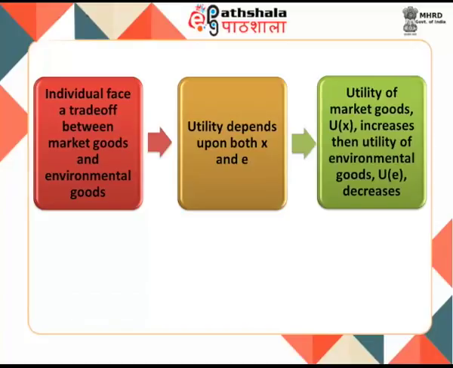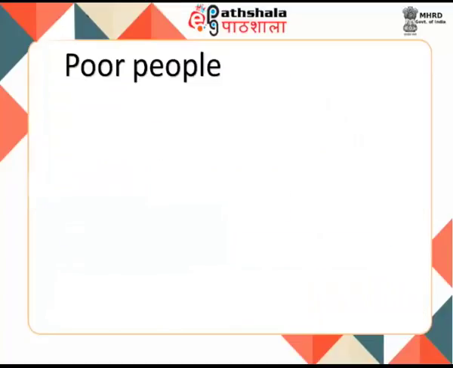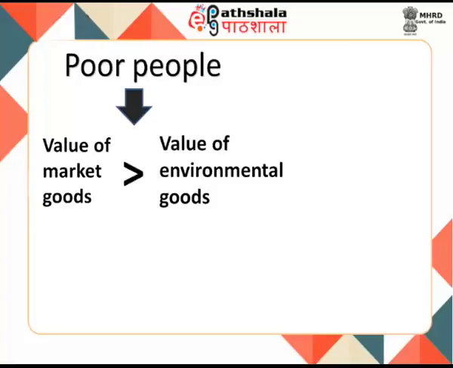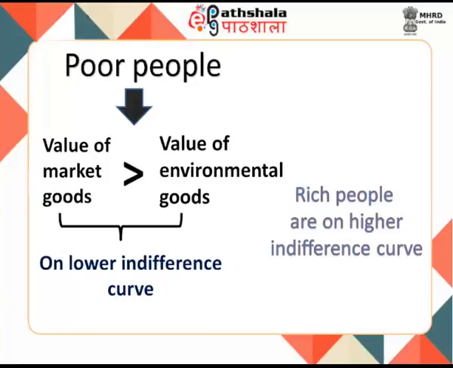If the utility of market goods Ux increases, then the utility of environmental goods UE decreases, as higher production of market goods is associated with lower environmental quality. Hence, to maximize the utility, each individual has to find the right balance between X and E. Poor people will value market goods more than the environmental goods as they will be on a lower indifference curve, while the rich, who are on a higher indifference curve, will be more concerned for the environment than the poor.